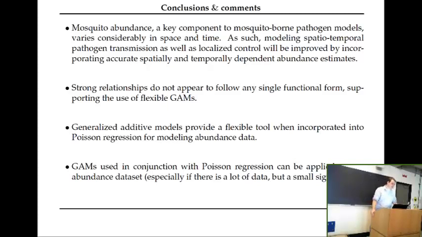Modeling spatio-temporal pathogen transmission, as well as modeling localized control, seem to require some amount of understanding of spatially and temporally dependent mosquito abundance estimates. And so hopefully by producing spatially and temporally dependent mosquito abundance estimates, we can start answering questions in a much more accurate and systematic way. As I mentioned earlier, there are strong relationships going on here. Sometimes they don't actually appear very practically important, but they're strong relationships and they don't seem to follow a functional form, suggesting GAMs are appropriate.